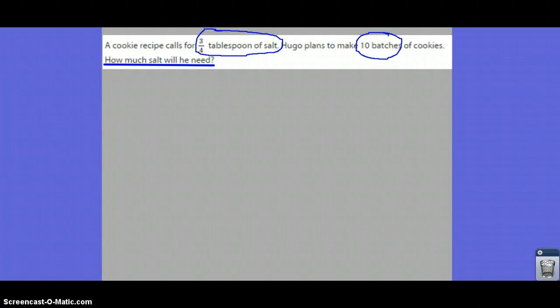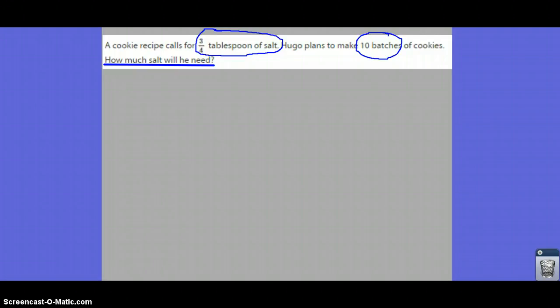I'm sorry, I'm kind of working backwards in cubes. C is make sure you circle your numbers and your units. So we've got 3/4 tablespoon of salt, and we've got 10 batches of cookies. And we're going to box our math action words, and they aren't really there, but because he's making 10 batches, the recipe calls for 3/4 tablespoon. We would assume that the 3/4 goes with one batch. So we're going to be multiplying in this problem. That's our evaluate, and then we're going to solve this problem.